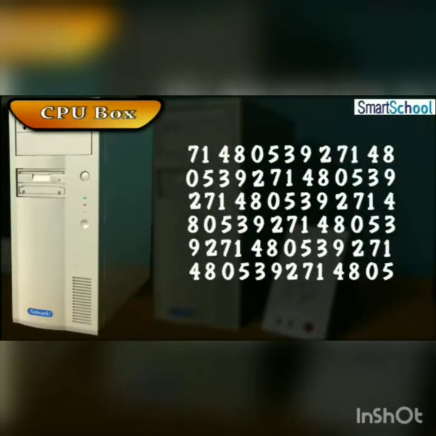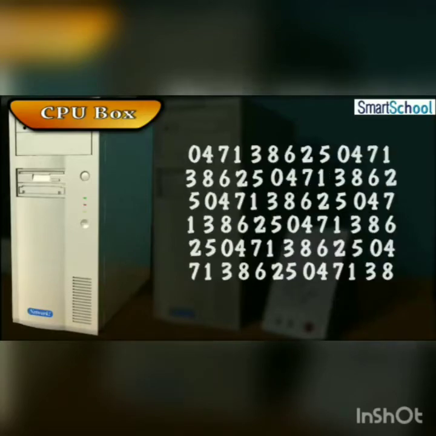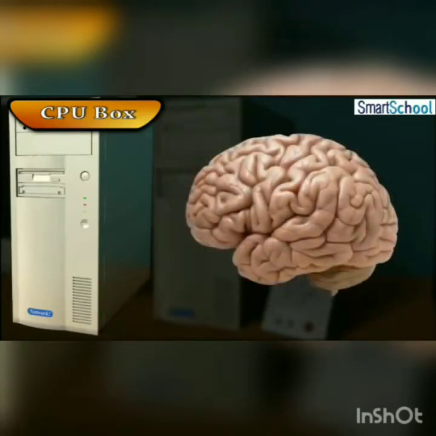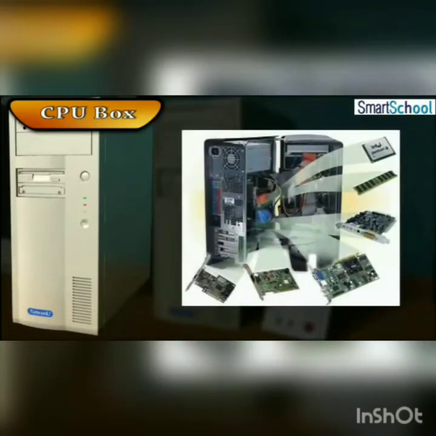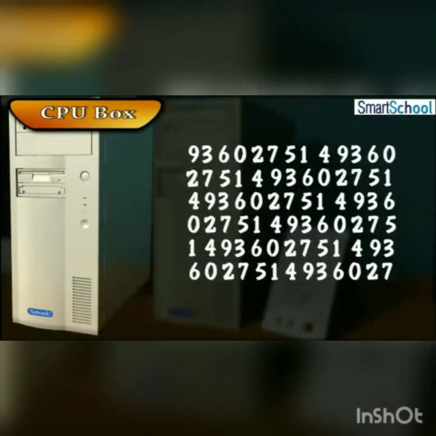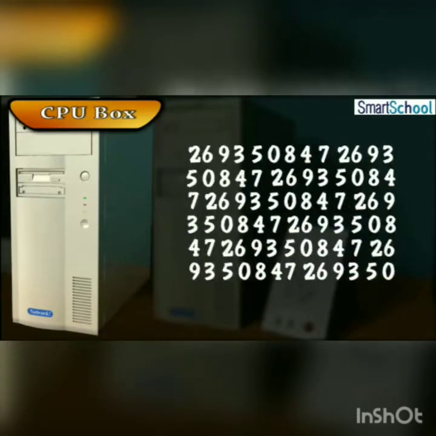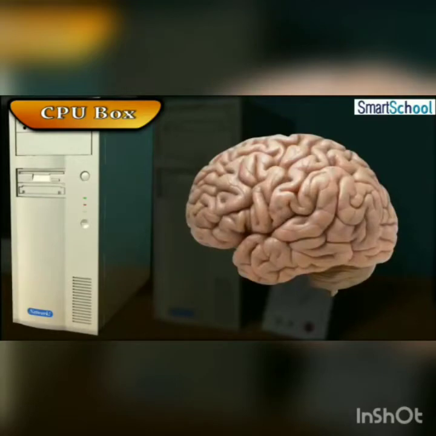One such part is the CPU. Now, what is the function of CPU? Most of the calculations are done inside the CPU. That's why CPU is called the brain of the computer. The way you think, the same CPU does. All your decisions are taken by your brain. In the same way, CPU does all the calculations and takes all the decisions according to your input.